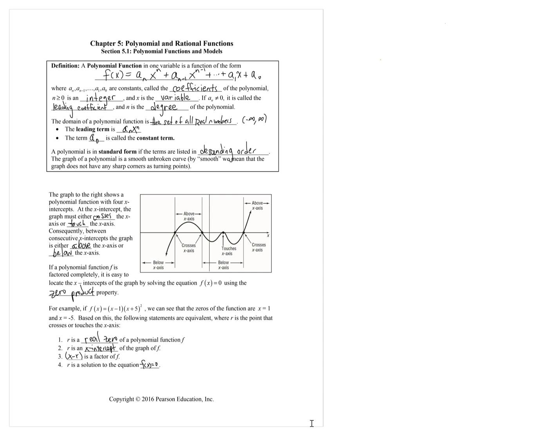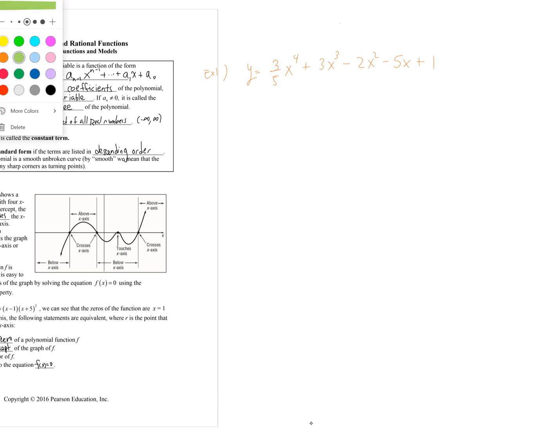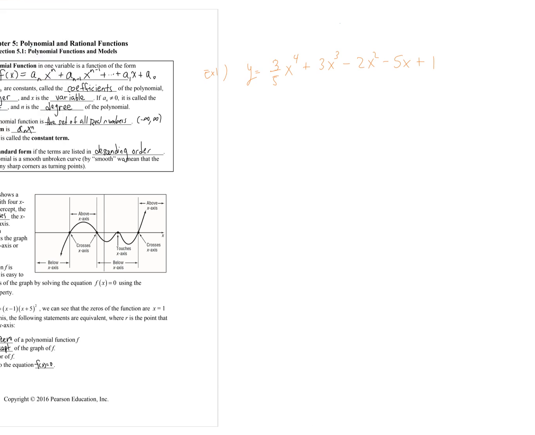So for example, I'm going to create an example. Example 1: y equals 3/5 x to the 4th power plus 3x to the 3rd power minus 2x squared. I'm really bad at coming up with numbers, I see that. Okay, here we go. The first example I gave you is a perfectly valid polynomial, and I want you to see what's important here. What's important is that you use the same variable.